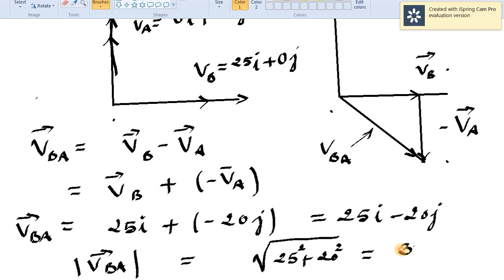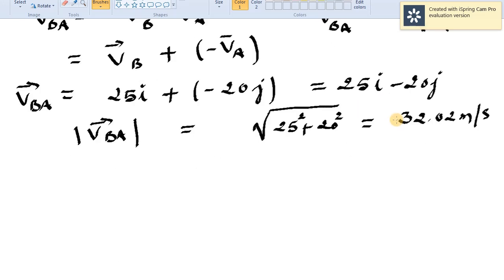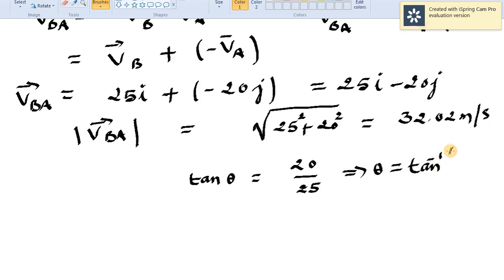So, this will be approximately 32.02 meters per second, and we need to find the angle it is making with the x and y axis. Again, by the definition of a vector, we can write tan theta is equal to 20 divided by 25, y by x in fact. So theta is tan inverse of 20 by 25.